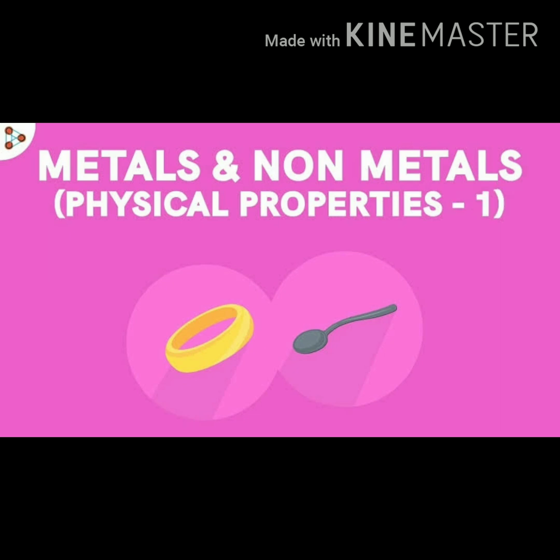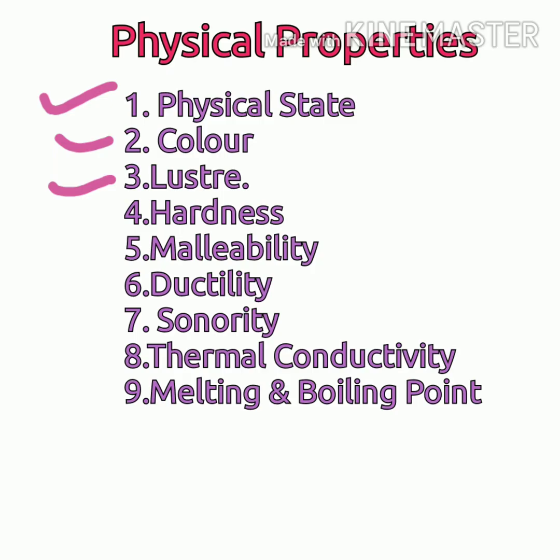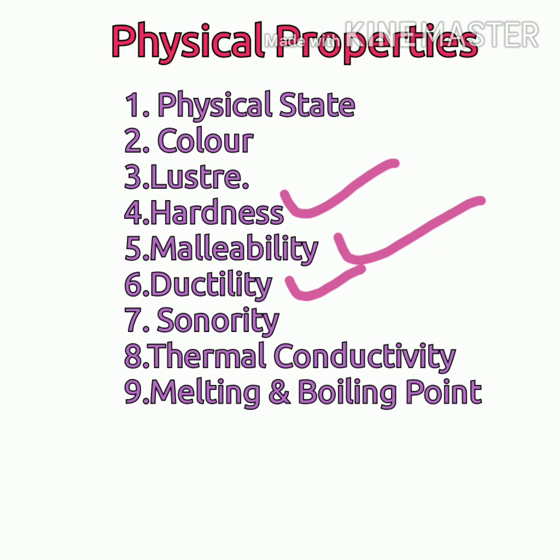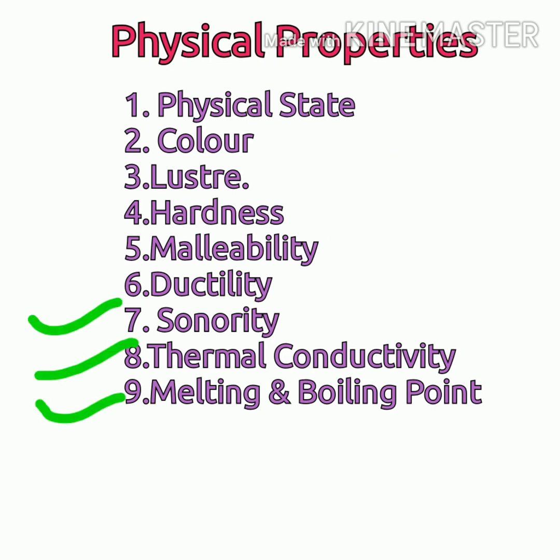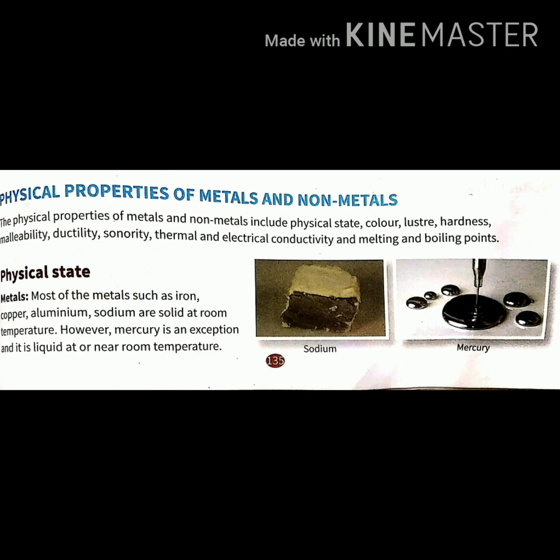Physical properties include physical state, color, luster, hardness, malleability, ductility, sonority, thermal conductivity, and melting and boiling point. Now, let's understand the physical properties in detail. The first property is the physical state of metals and non-metals. Physical state means solid, liquid, or gas.